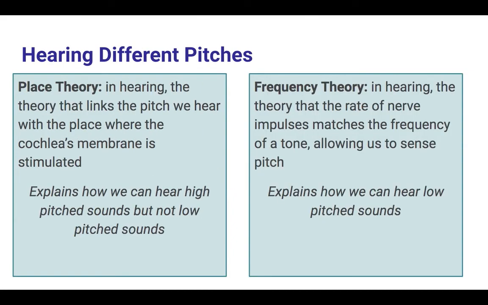Hearing different pitches, we're not really sure. There are two theories. One is place theory. In hearing, it is the theory that links the pitch we hear with the place in the cochlea's membrane where it is stimulated. So maybe we can hear high-pitched sounds because of where it stimulates the cochlea. The frequency theory says that in hearing, the rate of nerve impulses matches the frequency of a tone, allowing us to sense pitch, which explains how we can hear low-pitched sounds.